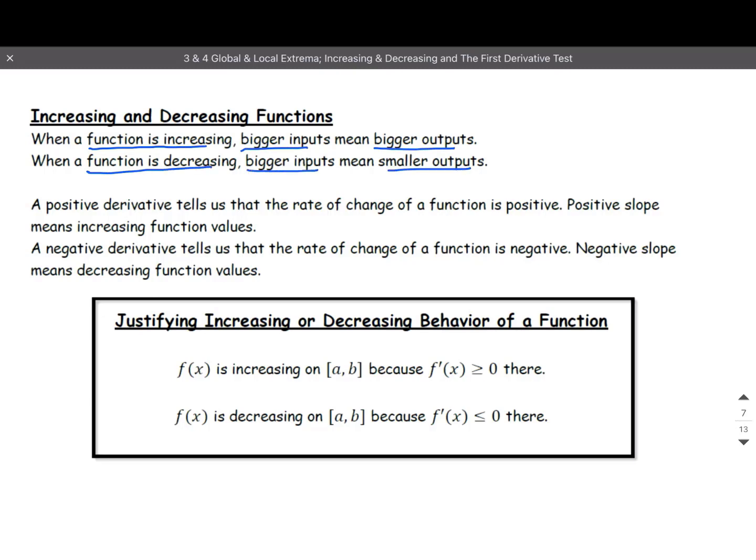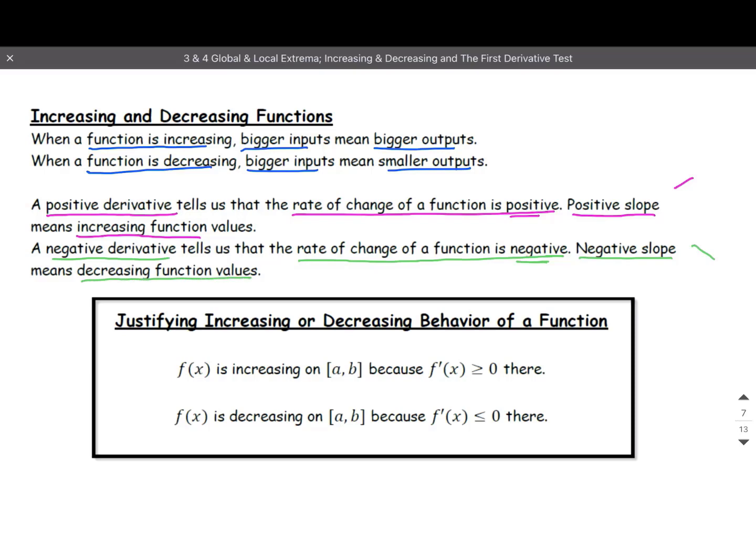Now, a positive derivative tells us that the rate of change of the function is positive, which means the function has a positive slope. If you have a positive slope, that means increasing function values, okay? A negative derivative tells us the rate of change of the function is negative. If the rate of change is negative, that means the function has negative slope, so it's going down. That means decreasing function values.